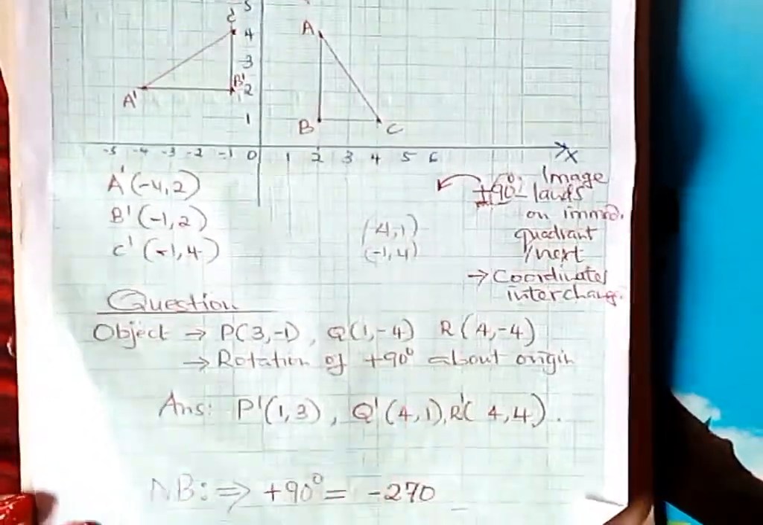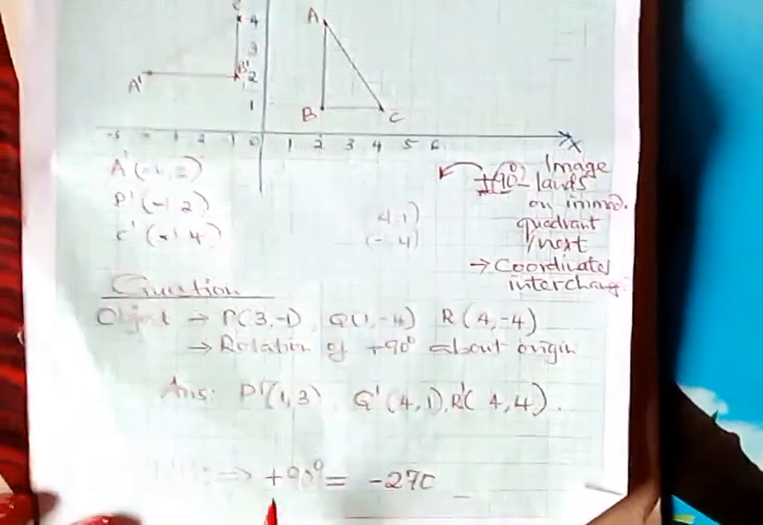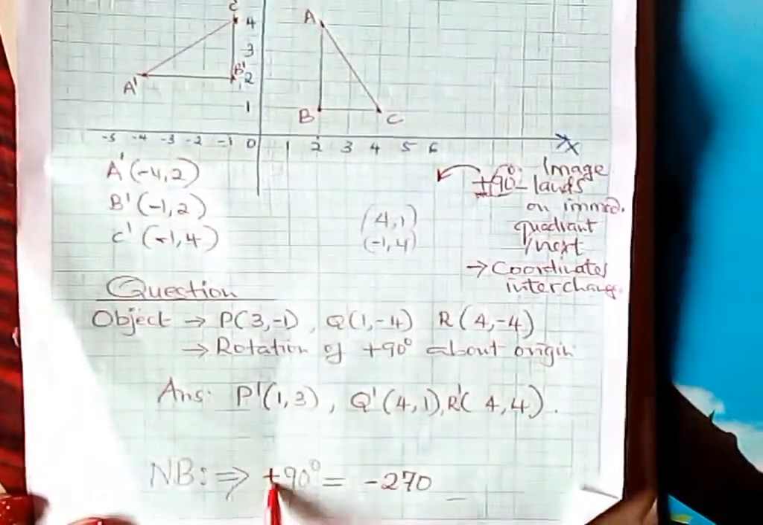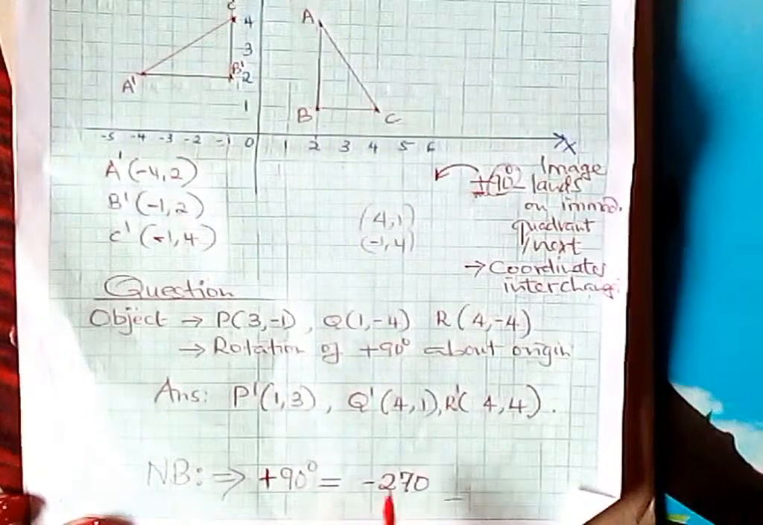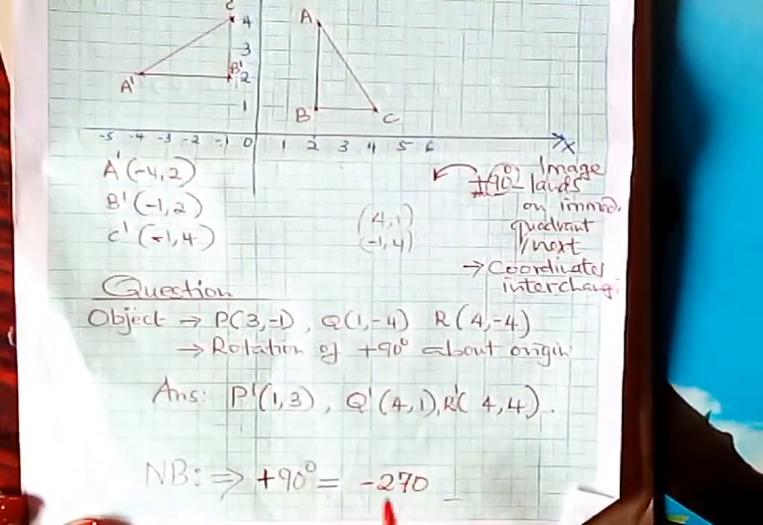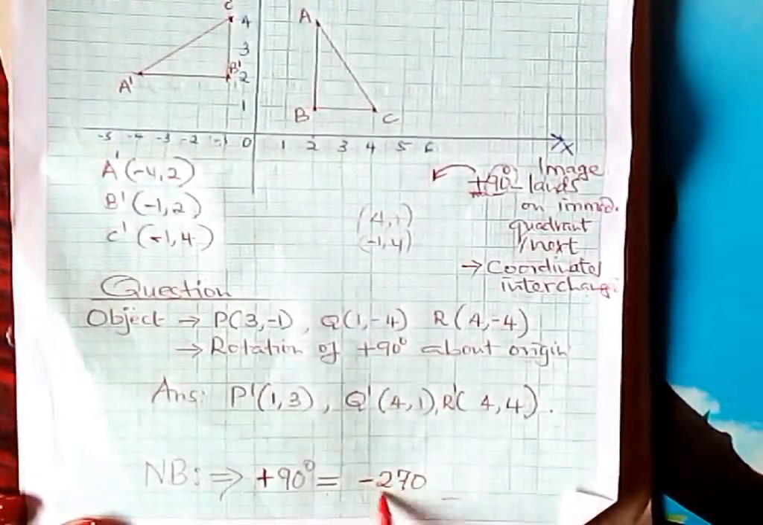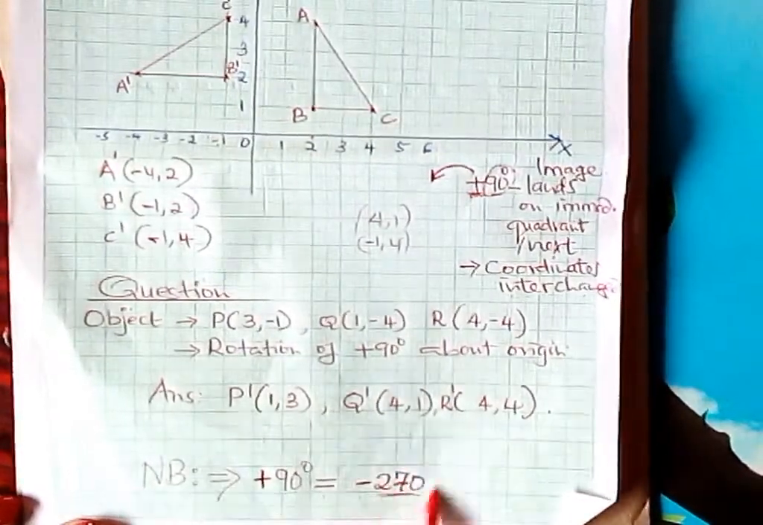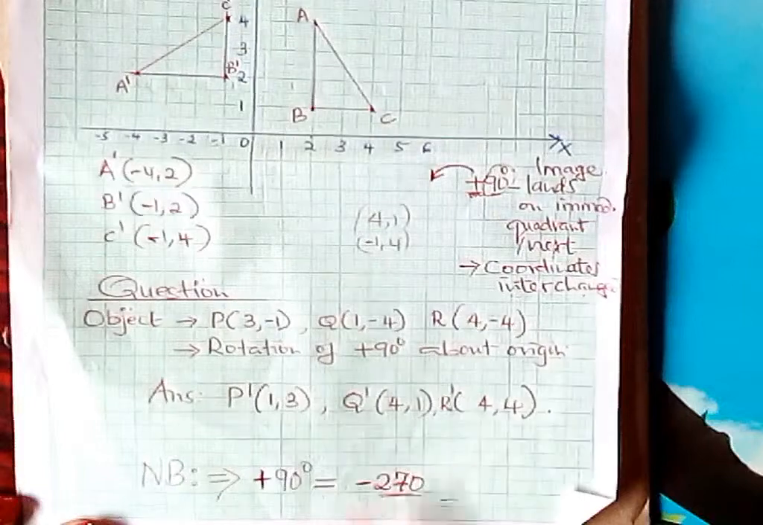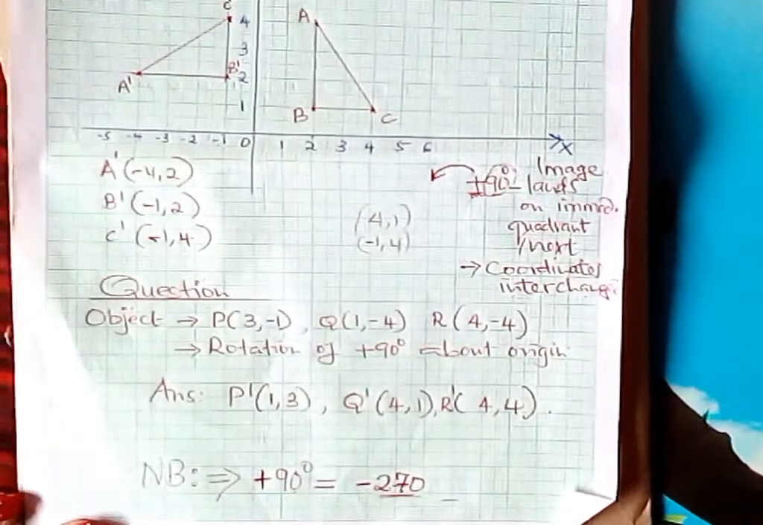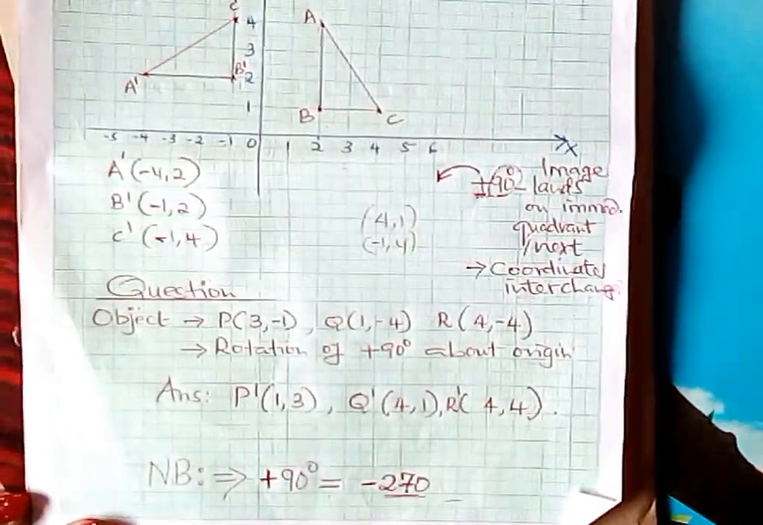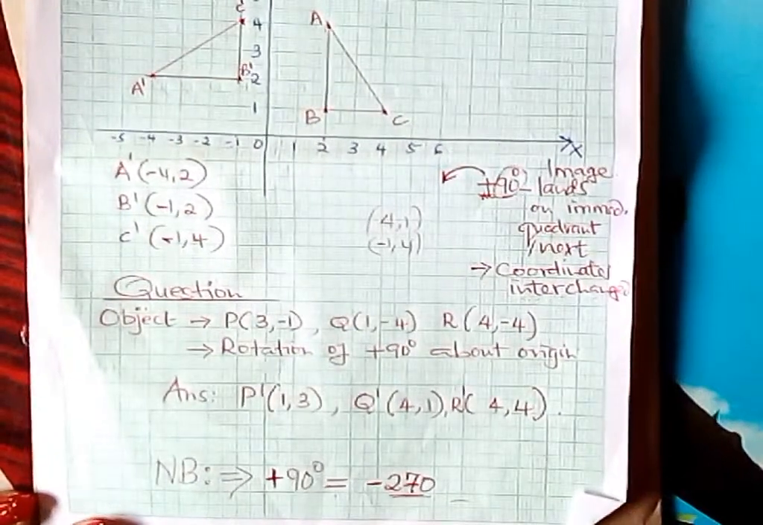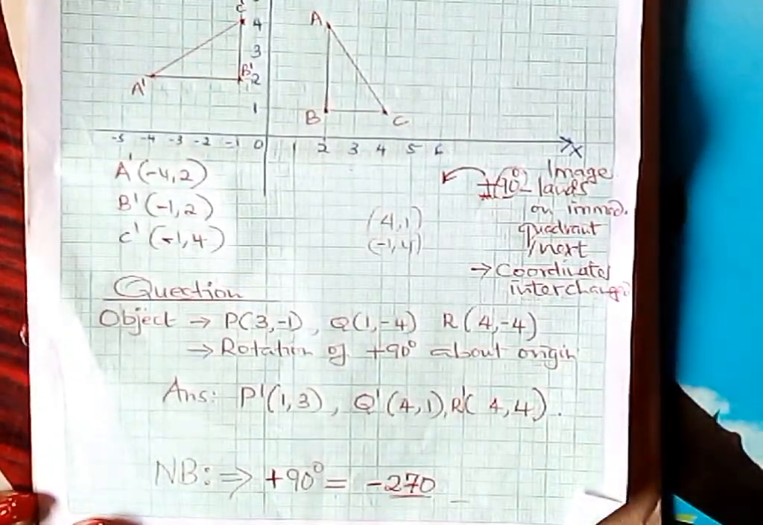There is also something that you need to note, that a rotation of positive 90 degrees is the same as a rotation of negative 270 degrees. So if you are told to do a rotation of negative 270 degrees, you just do the rotation of positive 90. So go and practice, learner, until you internalize this skill.